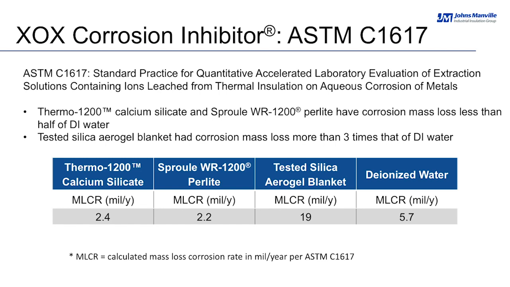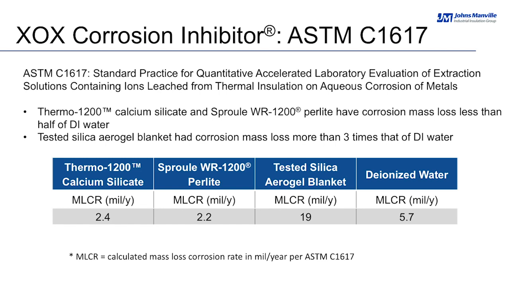So as you can see in the table, the Thermo 1200 calcium silicate and Sproule WR 1200 perlite products have corrosion rates that are less than deionized water. The corrosion inhibitor both buffers potential corrosive ions and forms the silica gel layer to protect the metal surface, which results in the lower corrosion rates than DI water. The silica aerogel blanket, on the other hand, has an MLCR that's 3 times higher than DI water and almost 10 times higher than either Thermo 1200 or Sproule WR 1200.